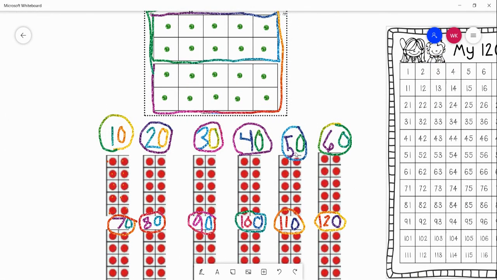5 groups of 10 is 50. So you're always going to see that number that you're trying to find. So 2 groups of 10 is 20. 3 groups of 10 is 30. 4 groups of 10 is 40. 5 groups of 10 is 50. 6 groups of 10 is 60. 7 groups of 10 is 70. 8 groups of 10 is 80, sorry.